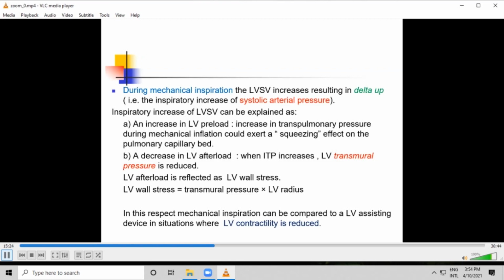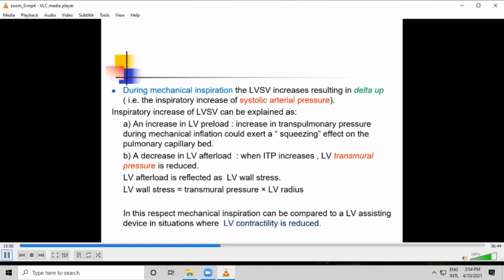Increase in transpulmonary pressure. During mechanical inflation, it exerts a squeezing effect on the pulmonary capillary blood, which is emptied into the left atrium, which increases the LV preload, right? It increases the LV preload, because more blood flows from the LA into the LV, so the preload of LV is increased. And a decrease in LV afterload.